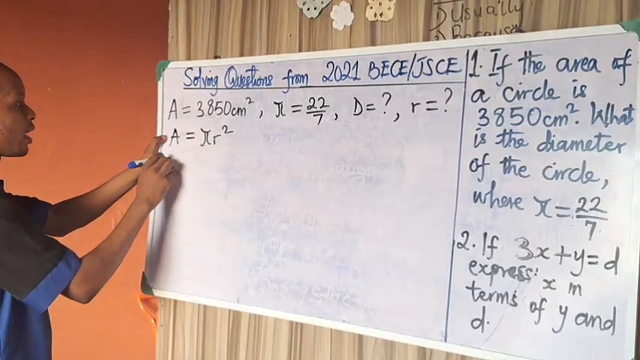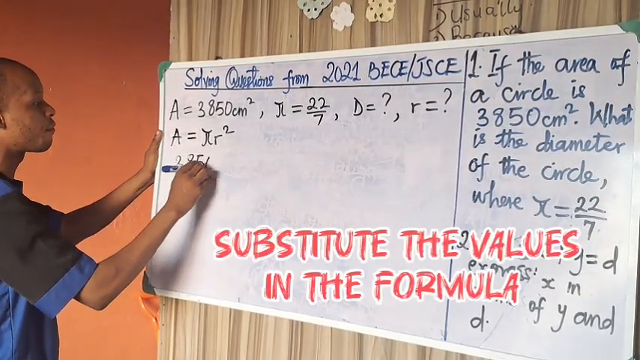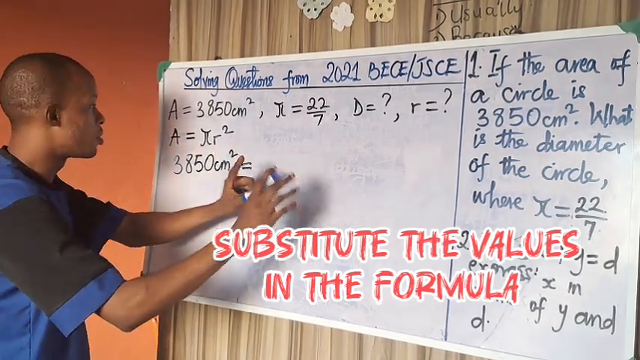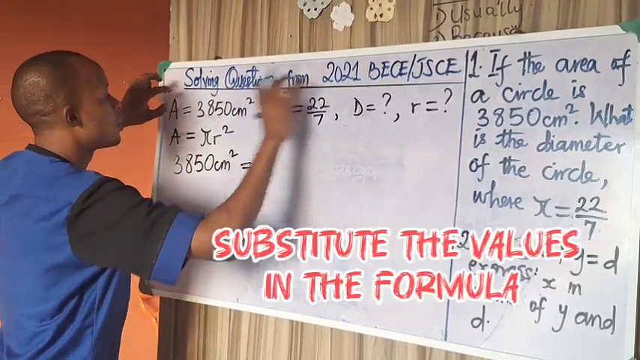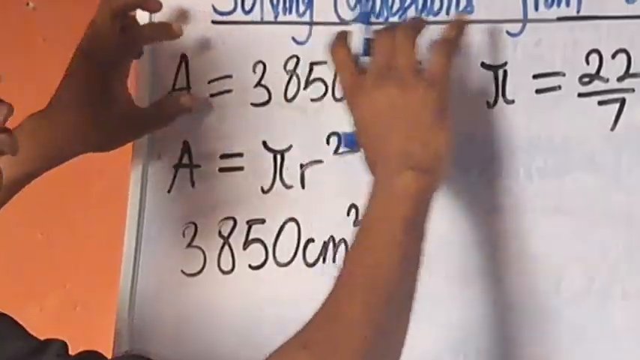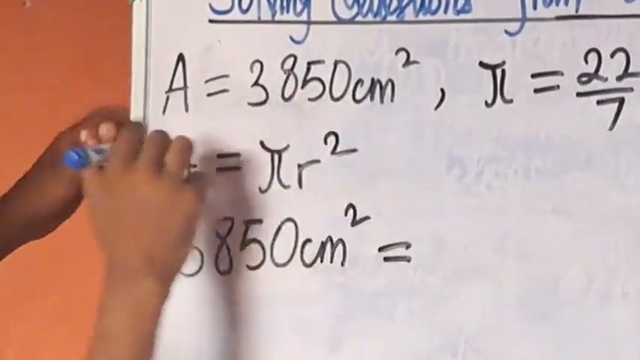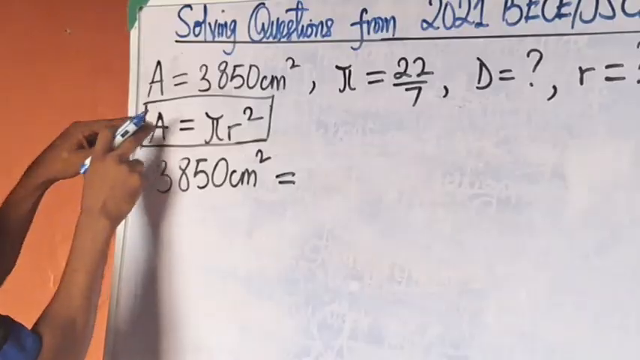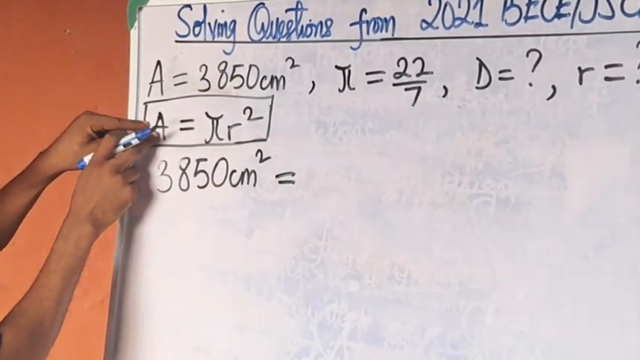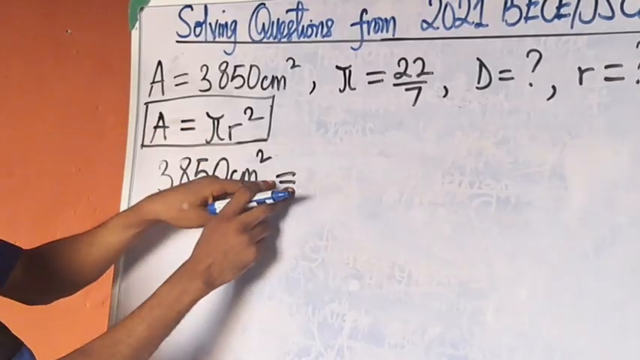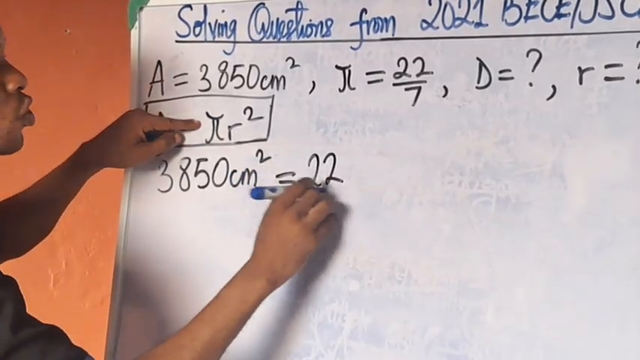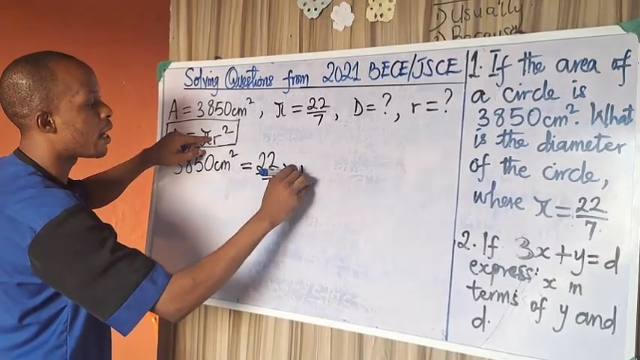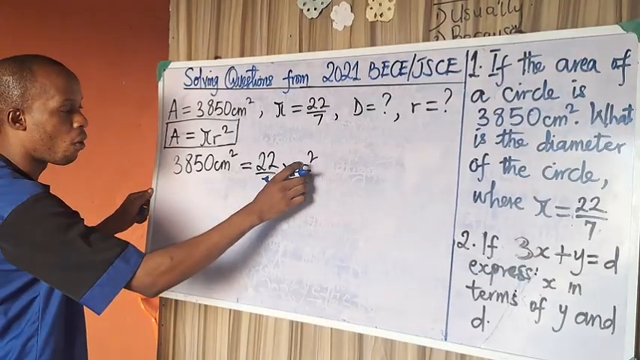Okay, the area is given as 3,850 centimeters square equals to, this is what I am doing. I am substituting the values, the parameters, the values we were given, in the formula. This is the formula for the area of a circle. The area that we are given, I have put it in the place of A being the area. This is my equal sign, and we're also given pi 22/7, and then we don't have a value for r, so multiply by r squared. We don't have a value for r.